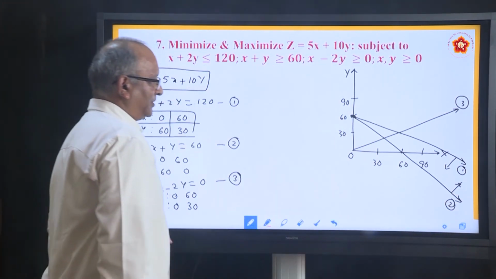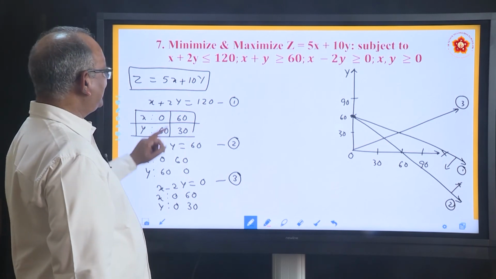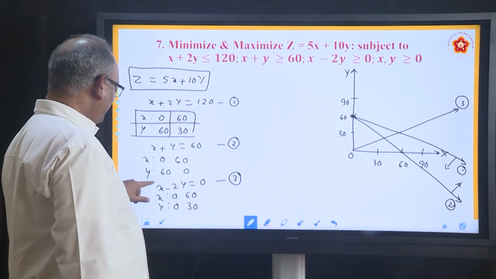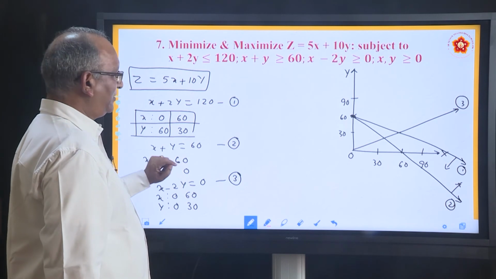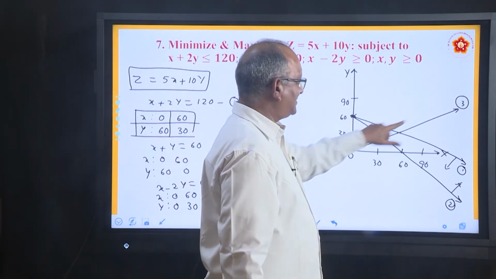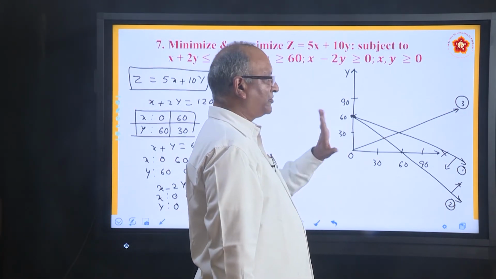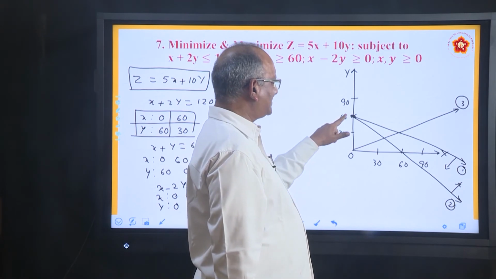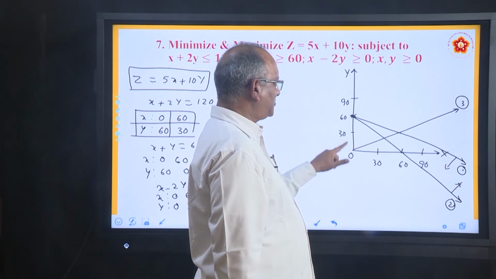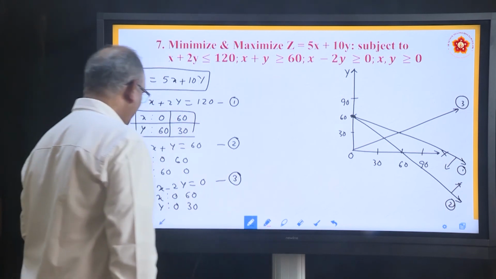Okay. Now come to the third one. What is the third one? Third one is x minus 2y equal to 0. This is the line. Since this line itself is passing through 0, you cannot take 0. Take any point. Let us say this point. What is this point? 0, 60. If you substitute 0, 60, what will happen?